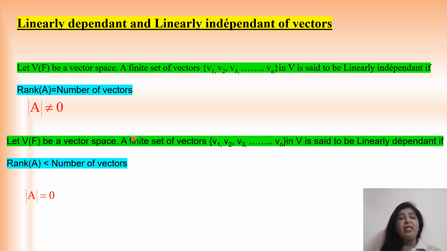Next is when the vectors are said to be linearly dependent. So the vectors v1, v2, v3, ..., vn are said to be linearly dependent if rank of A is less than the number of vectors, or determinant of A is equal to 0. So you can check any of the conditions.